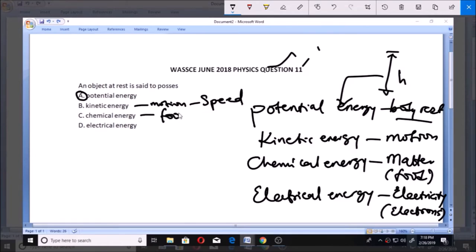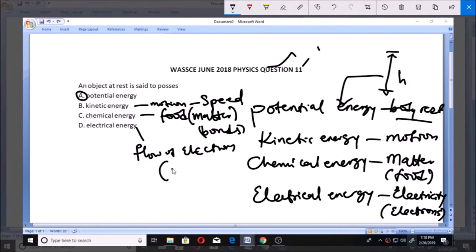Chemical energy is the energy you see in food, or the basic energy that is in matter due to the bond. So the bonds in the matter, we'll call it chemical energy. Electrical energy is energy due to the flow of electrons, or the energy caused by electricity. This electrical energy is highly applicable in so many things. So I'm talking to you now, I'm using electrical energy to power my system and other things. So that is that for this. Thank you.